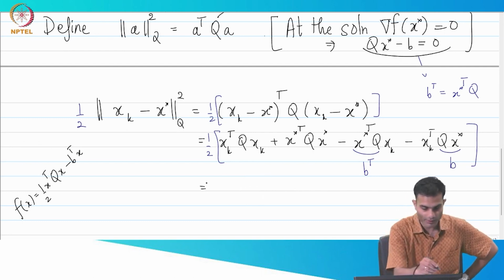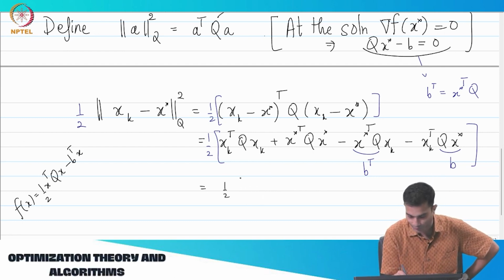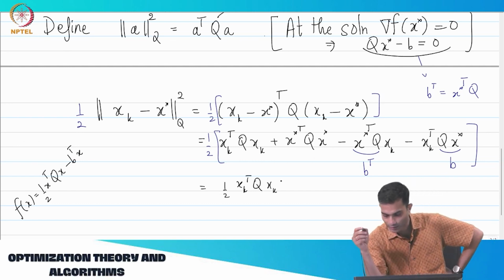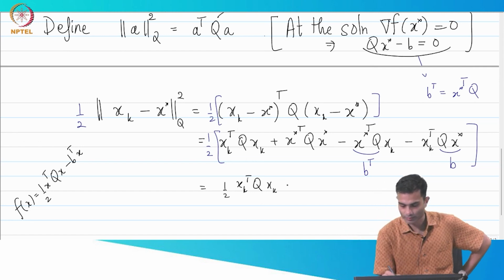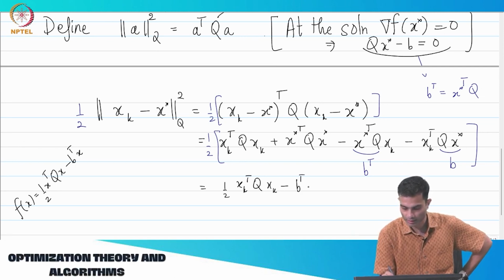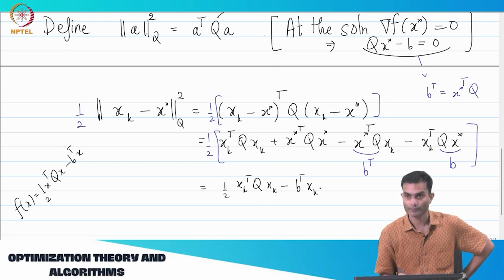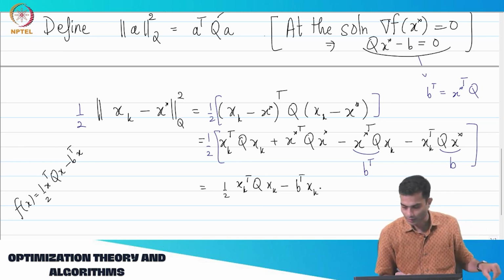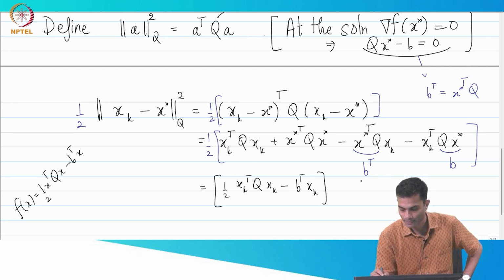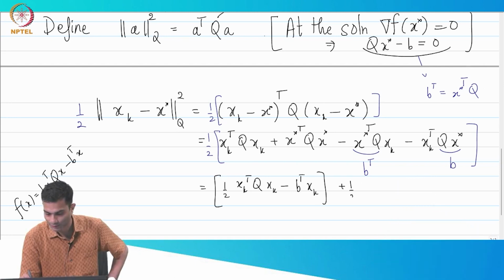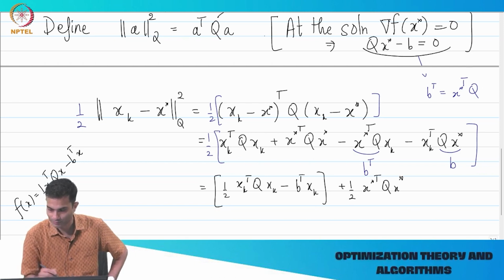So half, okay, let's write this down properly. So I'm going to get half of xk transpose qxk and b transpose xk, and this is going to give me minus b transpose xk, right? This is what I've got. So this is, and what is left? Plus half x star q x star, right?